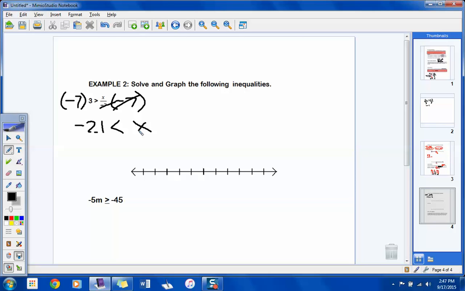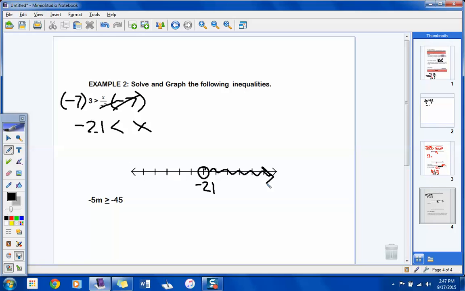Okay? So I would be open on negative 21, and I would shade to the right. And why to the right? Because x has got to be bigger than negative 21, right?